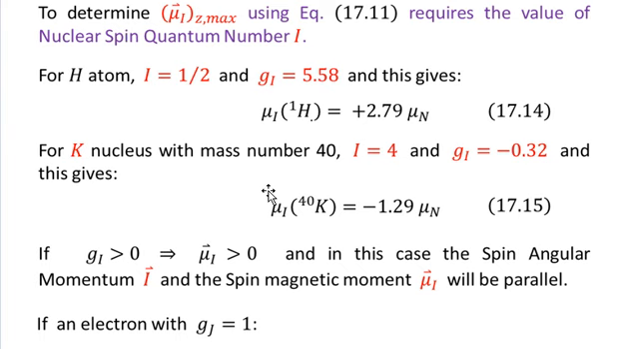So for the potassium nucleus with mass number 40, the value of I is equal to 4, and the gI value is minus 0.32. This gives you the value of the magnetic moment of the nucleus for the potassium nucleus. The value of mu I is equal to minus 1.29 mu N.